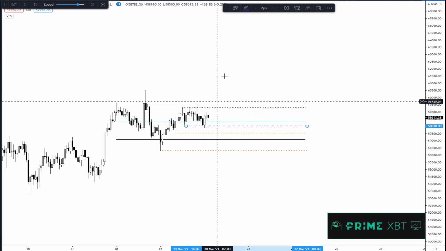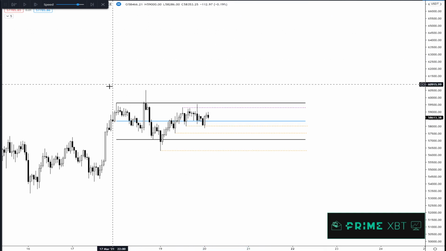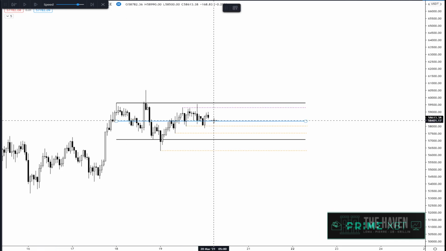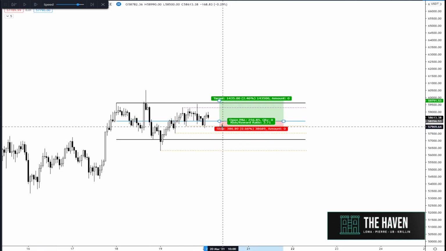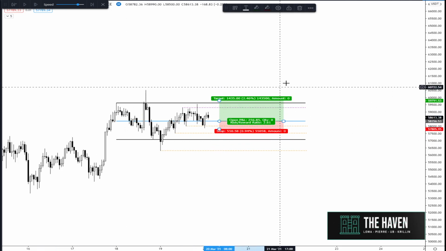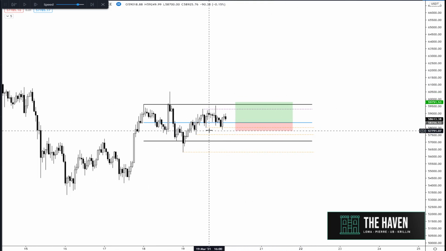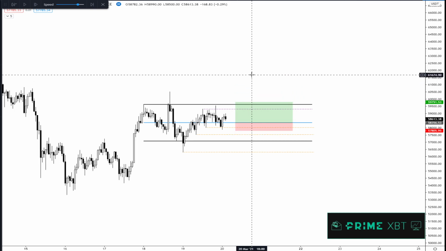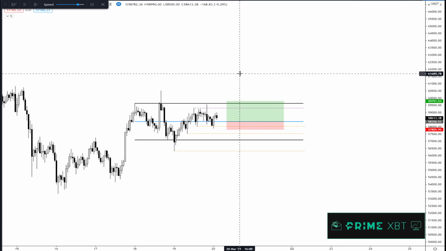So lows have been swept here. This is really what I wanted to see for a long. So something like this is probably what I would normally take. So when price sweeps some lows and reclaims the equilibrium, you want to take trades based on that equilibrium and use that equilibrium as your entry point or exit point.